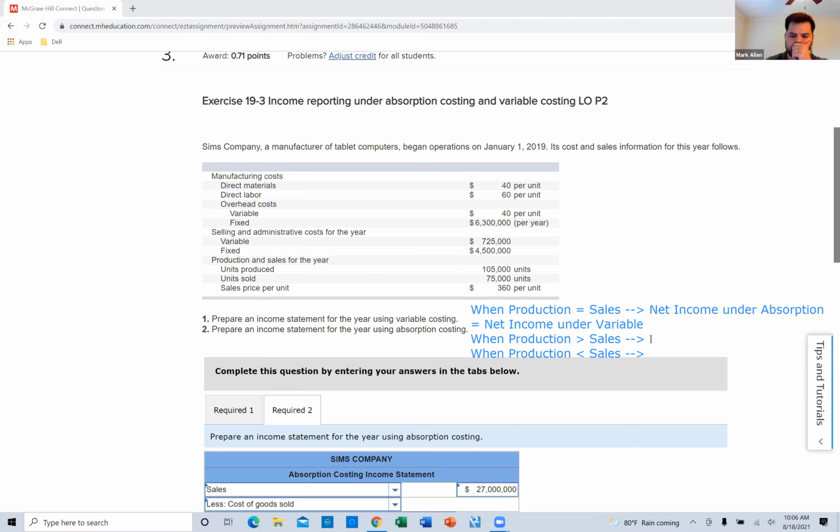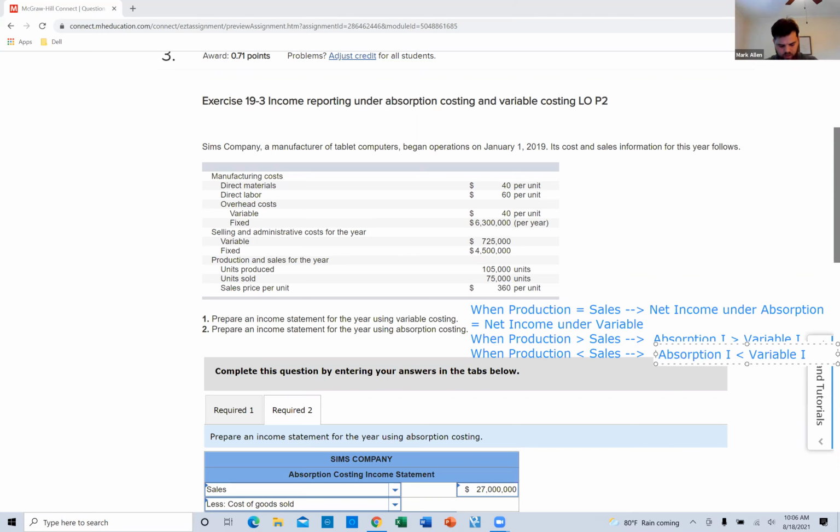Now, our next piece is when production is greater than sales. When production is greater than sales, absorption income is greater than variable income. So absorption income is greater than variable income. And when production is less than sales, absorption income is less than variable income.